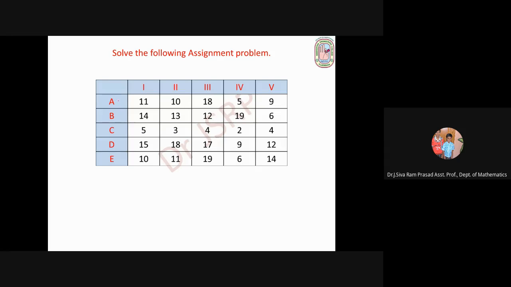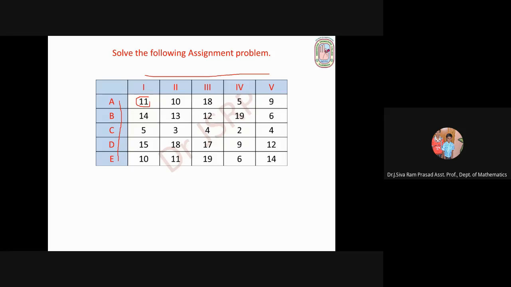So there are, for example, 5 jobs A, B, C, D, E, and 5 persons 1, 2, 3, 4, 5. We have to assign these 5 jobs A, B, C, D, E to these 5 persons 1, 2, 3, 4, 5, so that the total performing cost of all jobs is minimum. By default, an assignment problem is a minimization problem, and the entries represent the performing cost.